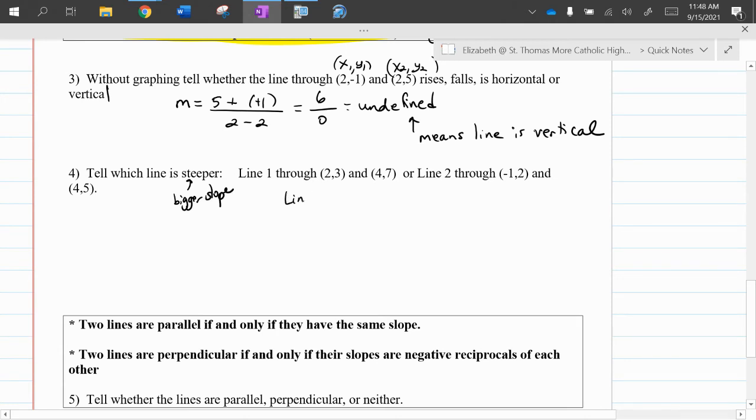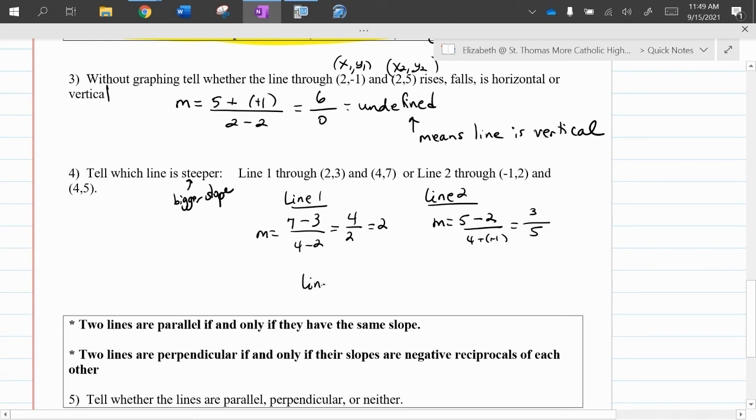So let's find the slope of line 1, and then we can find the slope of line 2. I'm going to do m equals 7 minus 3 divided by 4 minus 2. So that would be 4 over 2, which is 2. That's a positive slope. And then I'm going to find the slope of line 2. Let's see, 5 minus 2 divided by 4 minus negative 1. So that would be 3 over 5, which is definitely smaller than 2.